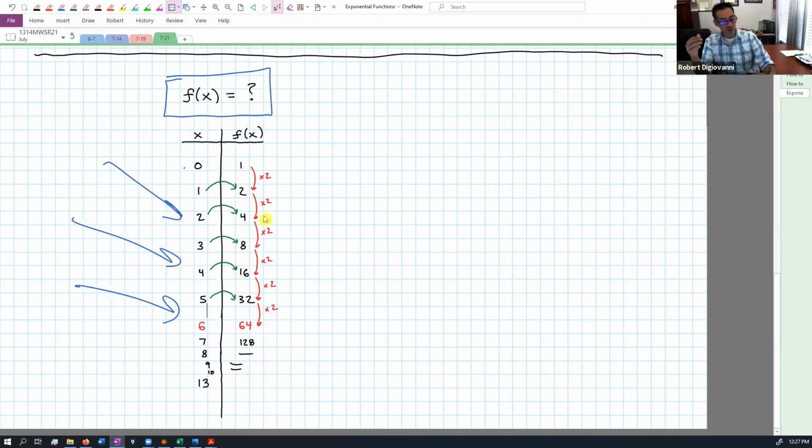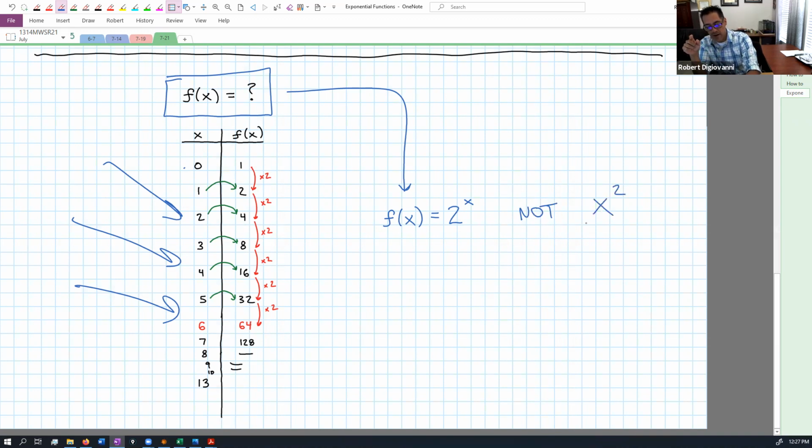So let me show you what the function is, all right? This is the function. The function is f of x equals 2 raised to the x power. 2 raised to the x, not x squared, okay? Not x squared, 2 raised to the x. So what you have here is this number right here is called the base, and this right here is called the exponent.